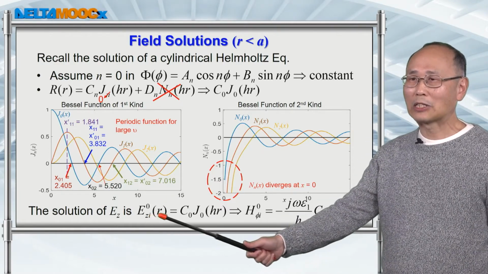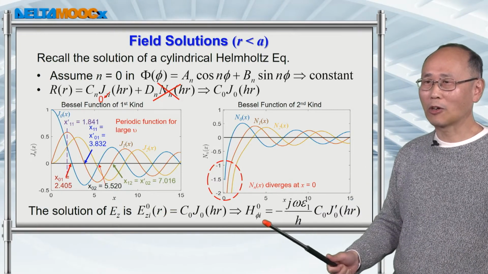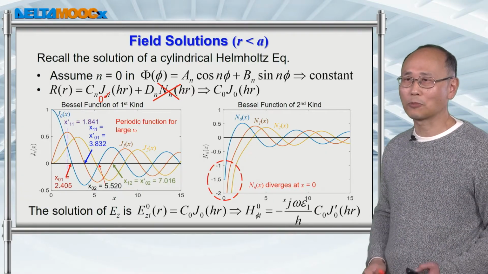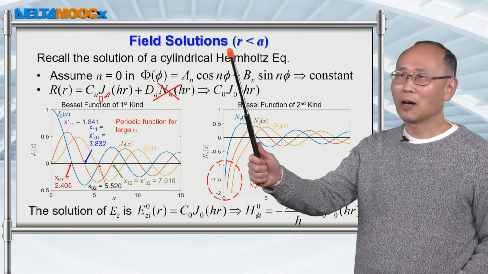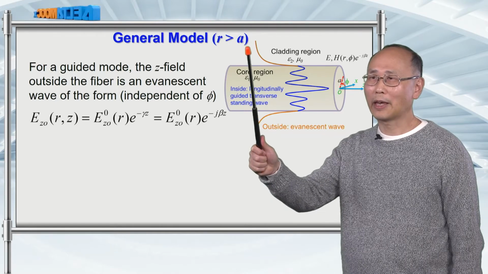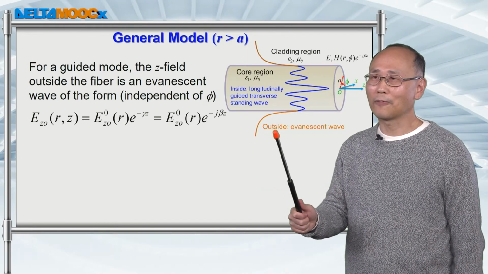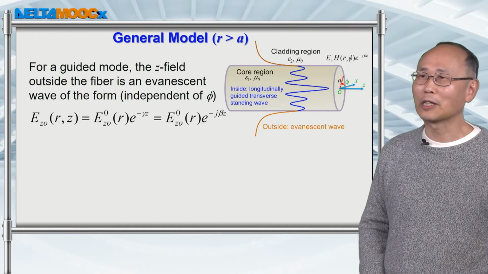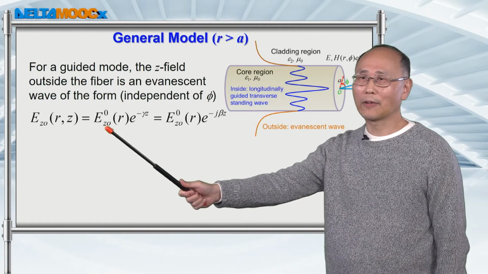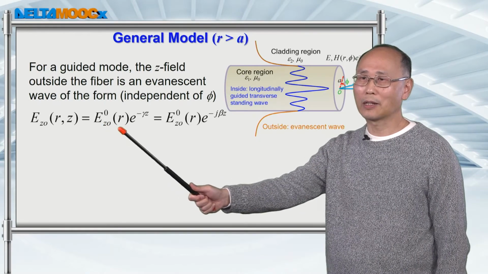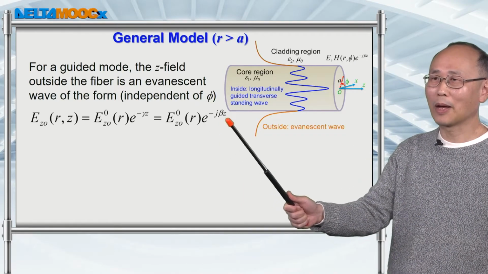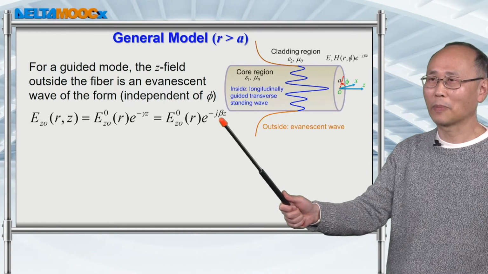If you have the z component of the electric field, of course you can calculate all other fields. For example, the phi component of the H field is given by this expression. Now we are in a position to look into the solution for r larger than a. In other words, the field outside the core is going to be an evanescent field. So let's first write down the z component electric field like this, and the field, of course, propagates along the z direction with a propagation constant equal to beta.